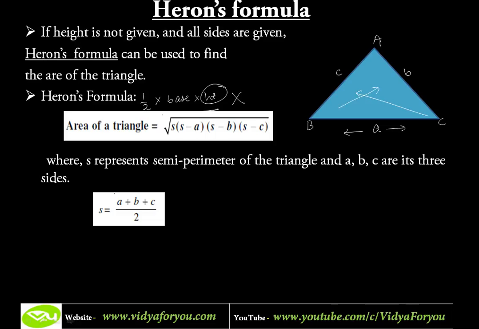Now what is S? S is the semi-perimeter. The perimeter of the triangle is nothing but the sum of all the sides, that is a plus b plus c. Semi means half. So S is equal to a plus b plus c by 2. And the area of the triangle is given by the formula root of S into S minus a, S minus b, S minus c. We'll take an example of how to use Heron's formula.